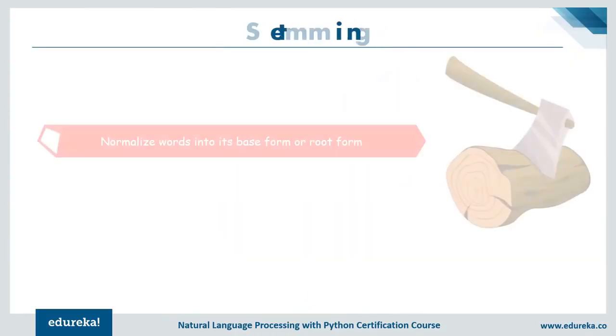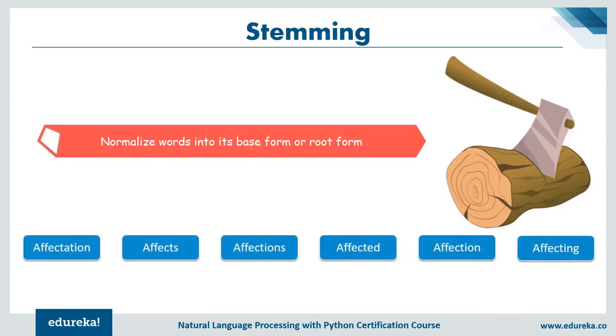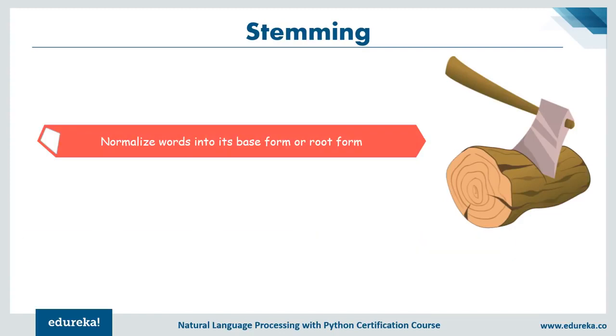Now once we have the tokens, we need to make some changes to the tokens. For that, we have stemming. Stemming usually refers to normalizing words into their base form or root form. If we have a look at the words here, we have affectation, affects, affections, affected, affection, and affecting. As you might have guessed, the root word here is affect. One thing to keep in mind is that the result may not always be the root word.